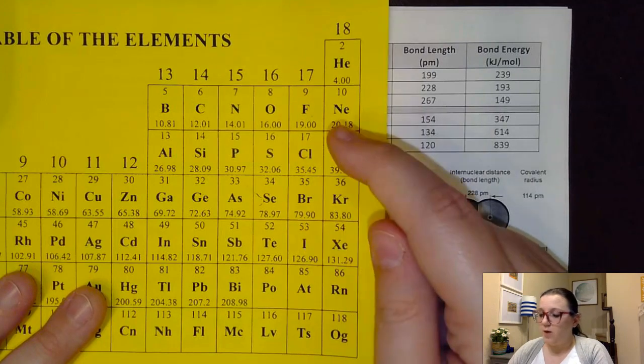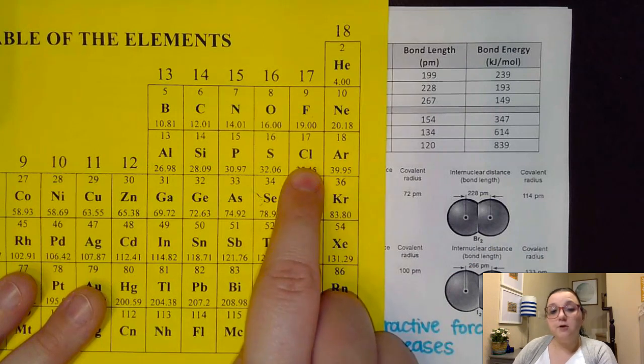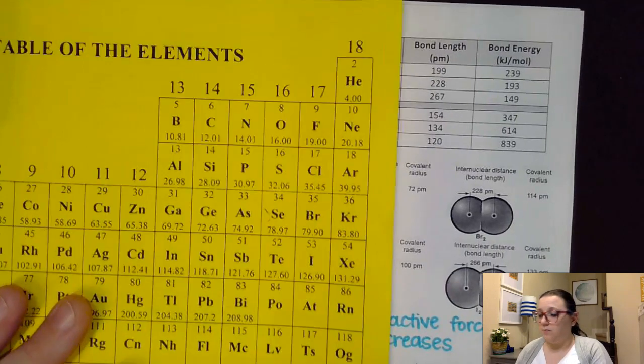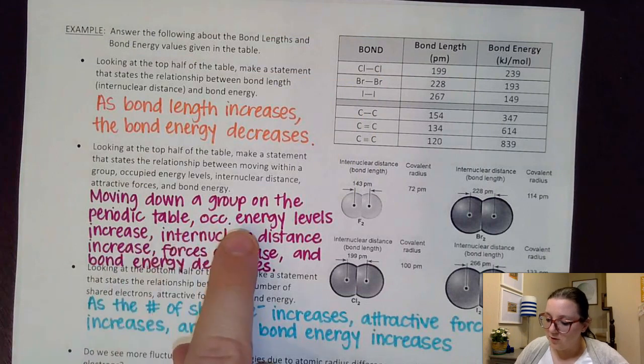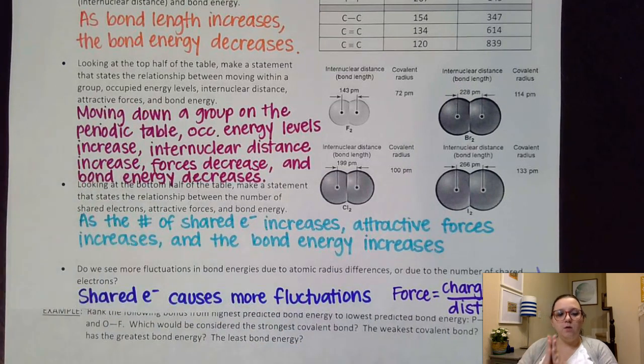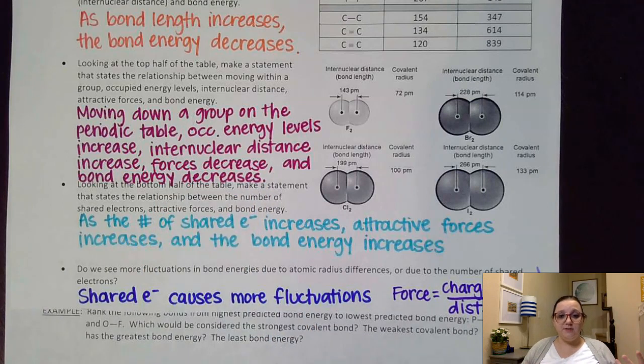They're in the same group, and so as we know, each time I move down, I'm going to gain an occupied energy level. Chlorine, being in period 3, should have 3 occupied energy levels. Bromine will have 4, and then iodine will have 5. So I add on that occupied energy level each time. So as I move down a group on the periodic table, my occupied energy levels increase, okay? Which we know that having those extra energy levels means that the internuclear distance would also increase. As distance increases, our forces decrease, and so the bond energy decreases. So surprise, surprise, I think probably a lot of us could have predicted that one before we even answered these questions. However, the second part of this is kind of interesting.